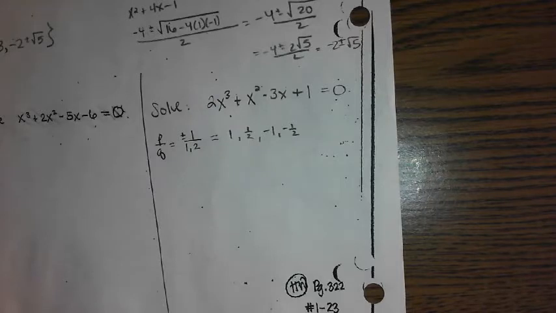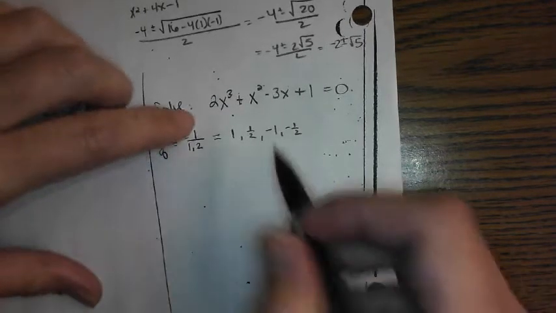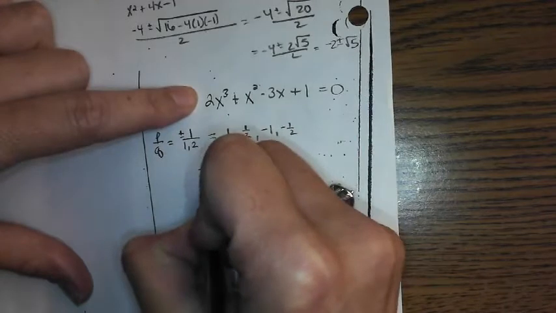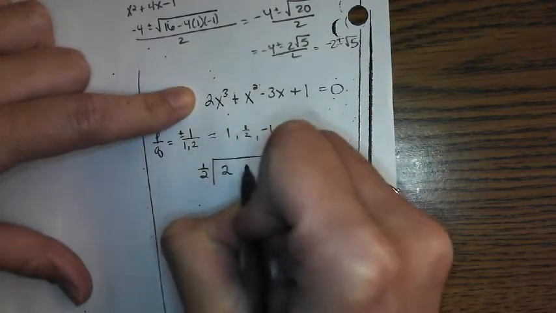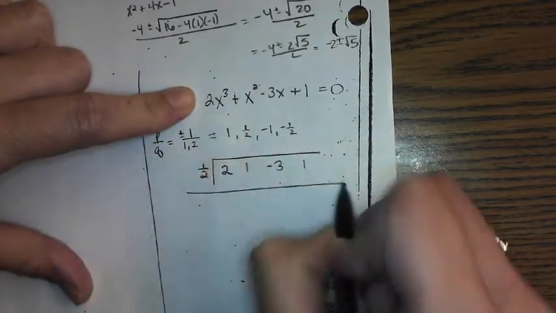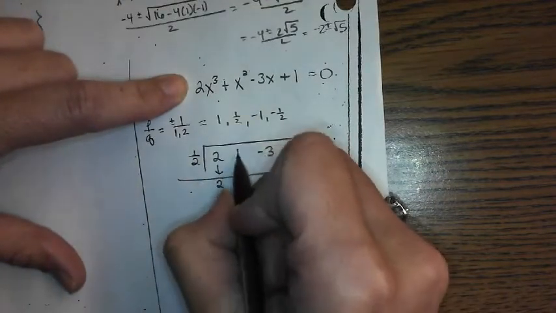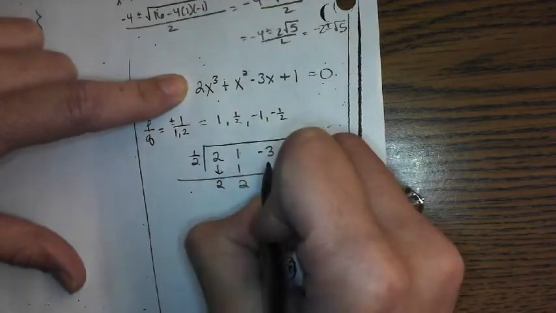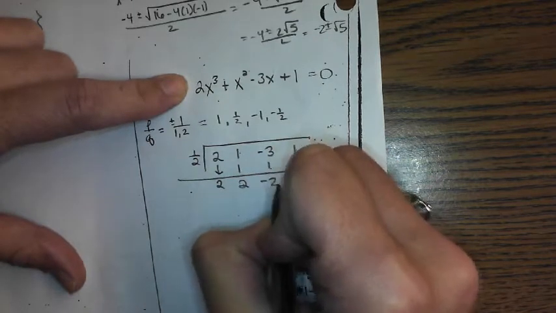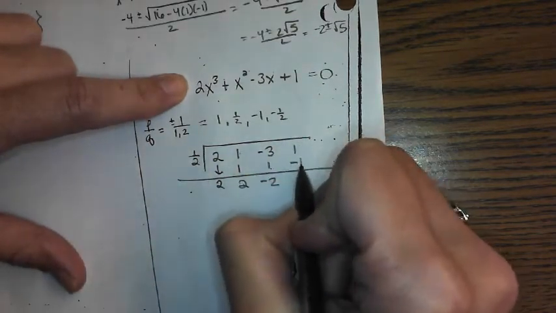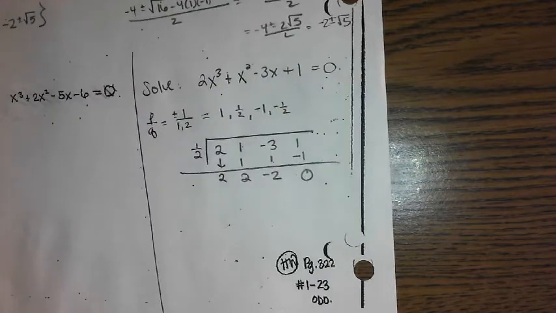So this is a little bit annoying because you do have to check a fraction. Did you do synthetics last night with fractions? Okay, so again, plugging in a fraction might be a little tricky, but let's say I started with checking 1/2 via synthetic. Same process, bring down your 2, 1/2 times 2 is 1, 1 plus 1 is 2, 1/2 times 2 is 1, negative 3 plus 1 is negative 2, 1/2 times negative 2 is negative 1, 0, look at that. 1/2 works.